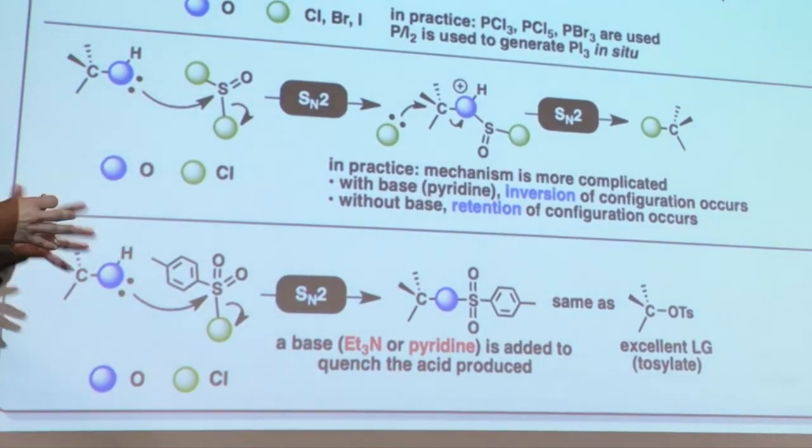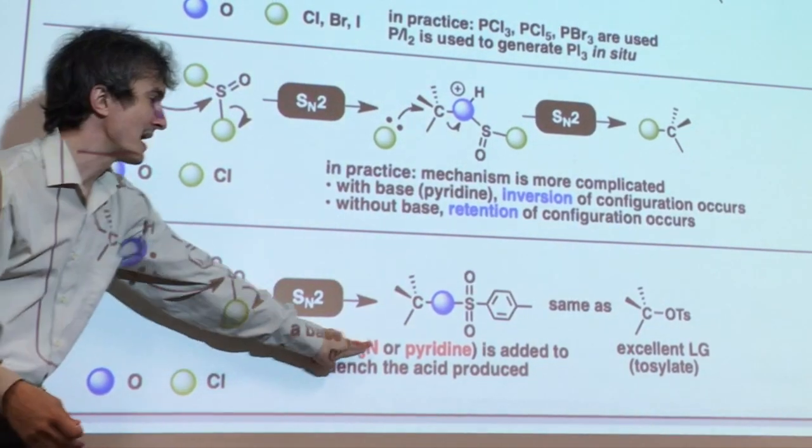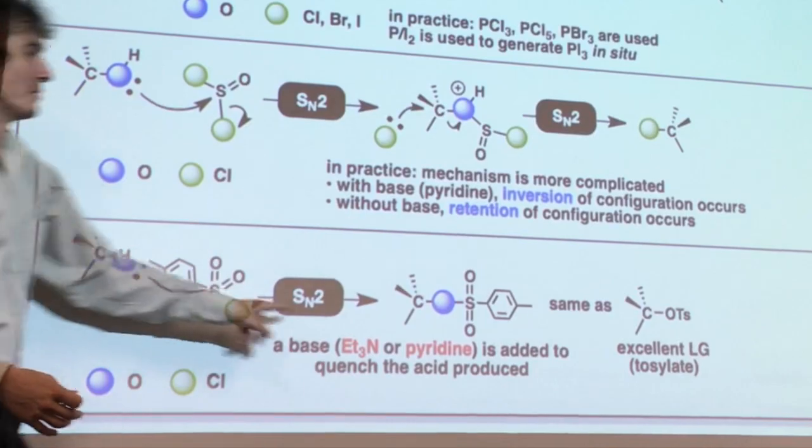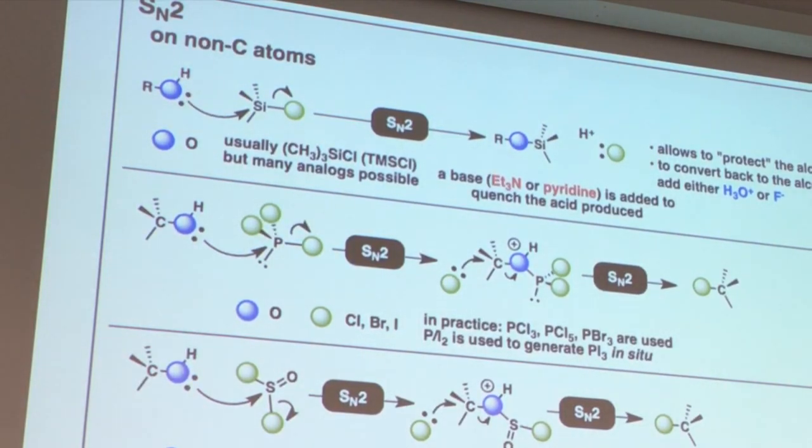Because not every substrate can survive an acid. This one uses a mild base to get rid of this extra proton. Okay, that's SN2.